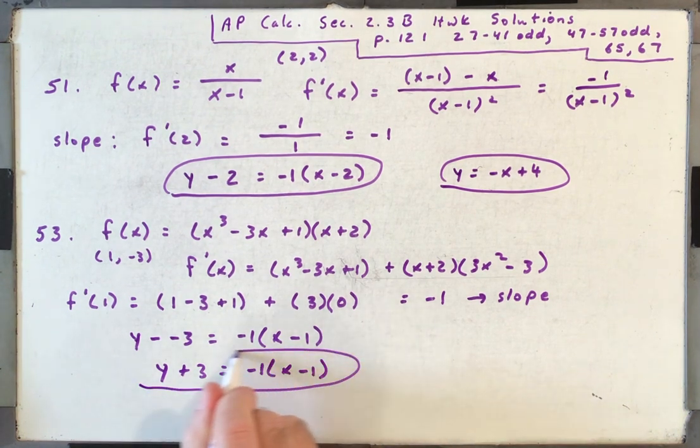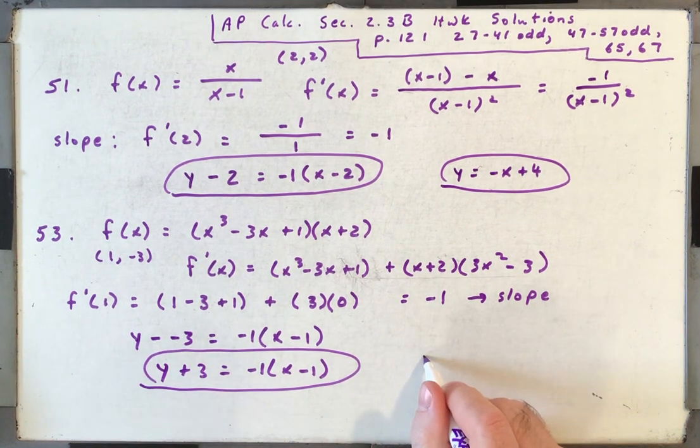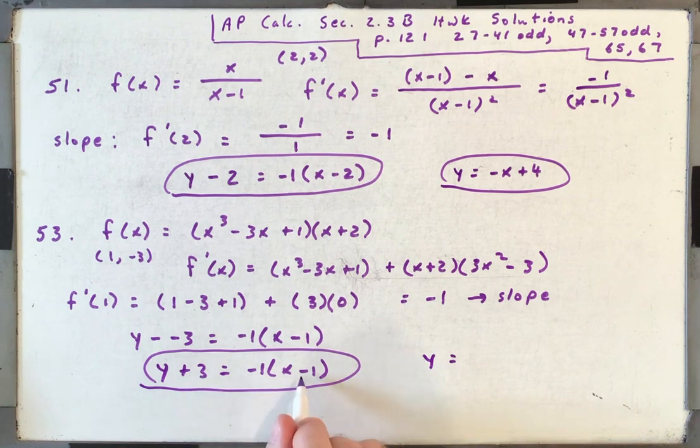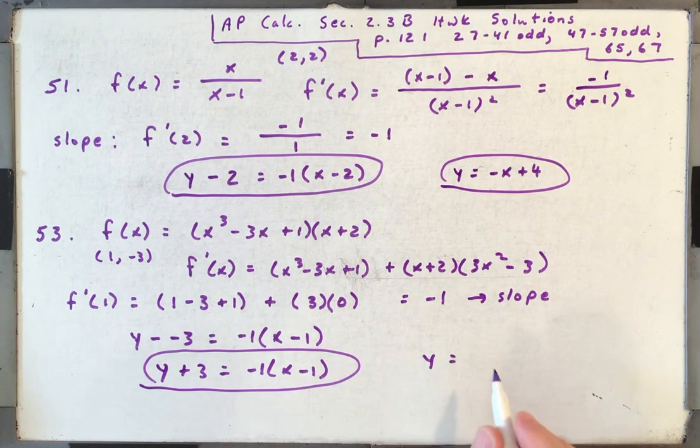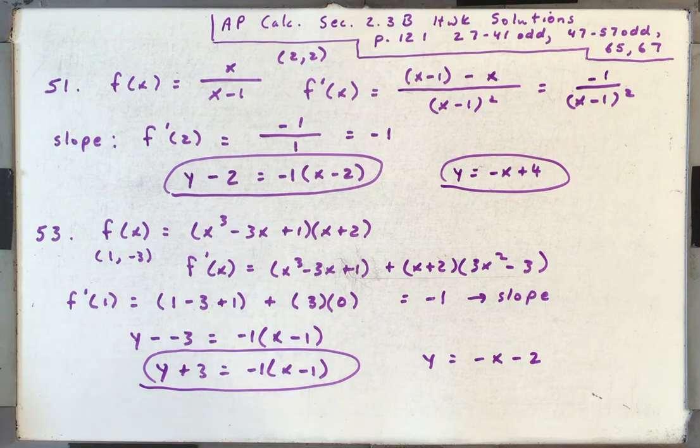On a test, I am totally fine with that. I do want you to do the two negatives, make that a positive. If you're solving for y, shoot that 3 over to the other side and make it negative. It's going to be y is equal to negative x minus 2. So that's probably what the book has.